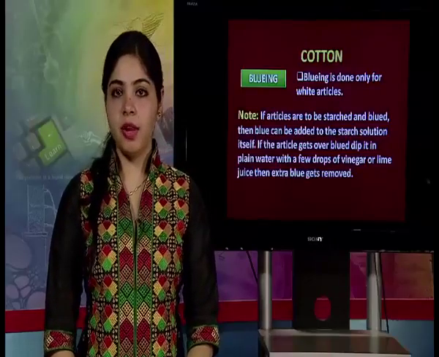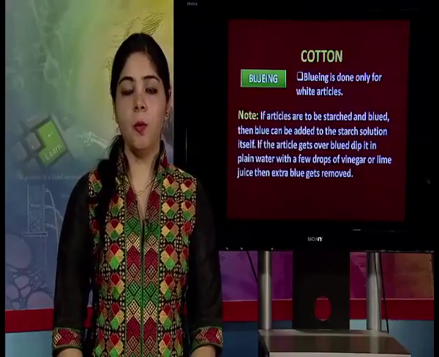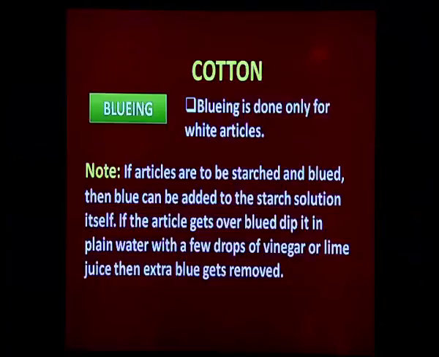After stiffening agents, you do bluing of the fabric. Usually white color cotton fabrics are done with it. Bluing is only done on the white articles like white kurta pajama, white dupatta, etc. If the articles are to be starched and blued, then bluing can be added to the starch solution itself. If the article gets over blued, dip it in plain water with a few drops of vinegar or lime juice, then the extra blue gets removed.